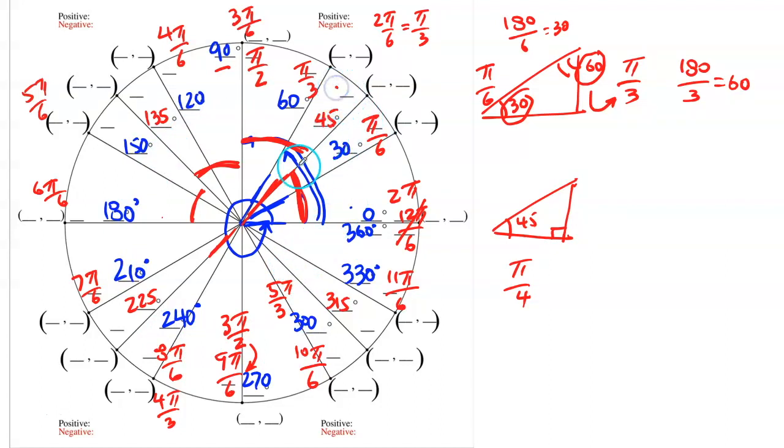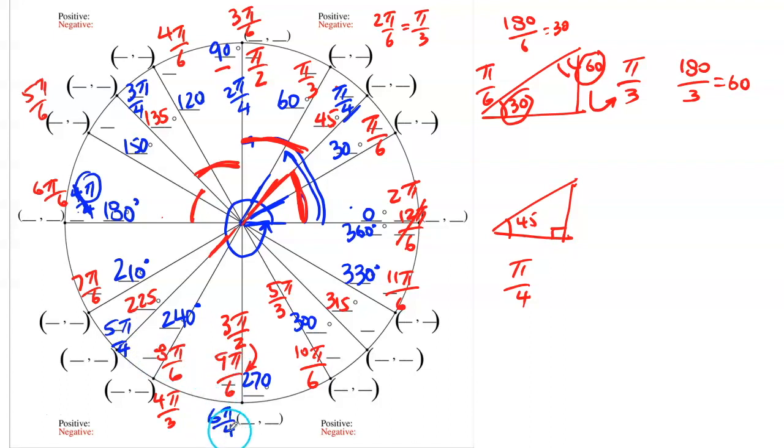This is this first part. Let's take the blue one. This first one is pi over 4. This is going to be 2 pi over 4, which reduces to pi over 2. 3 pi over 4. 4 pi over 4, which simplifies to pi. 5 pi over 4.